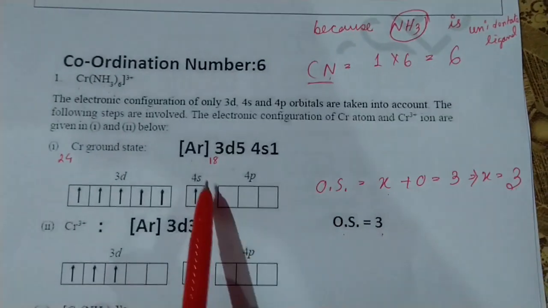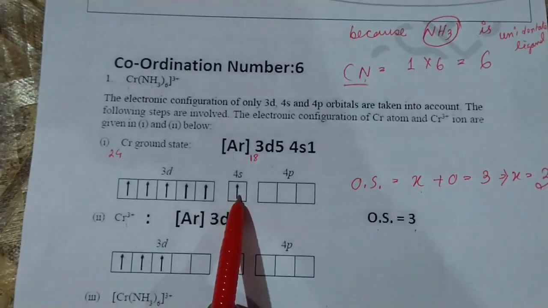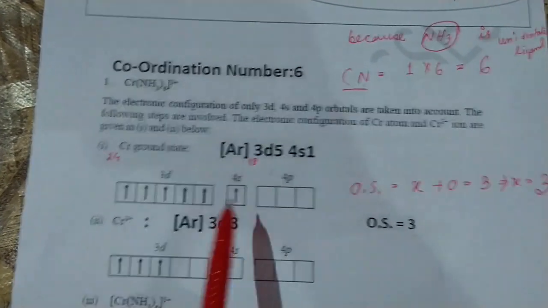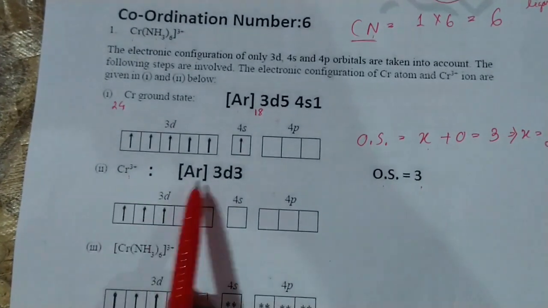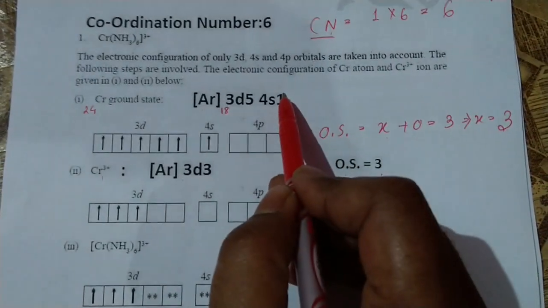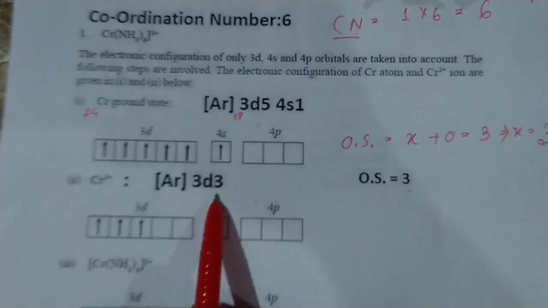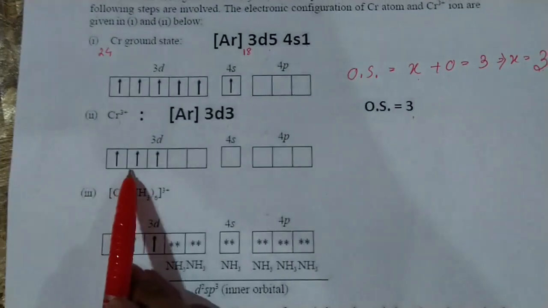So now the chromium will lose 3 electrons. So how? 1 electron, 2 and 3, these 3 will be lost. For Cr3+, the remaining configuration is argon 3d3. So 1 electron from 4s1, 2 electrons from 3d5. So the final configuration is 3d3. This is the representation 1, 2, 3.